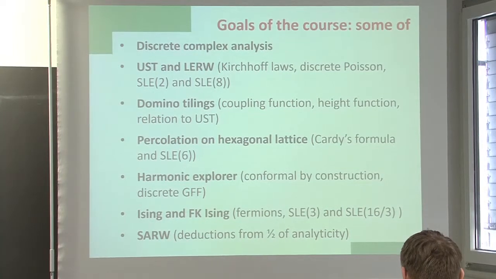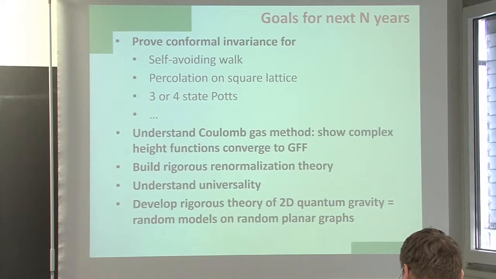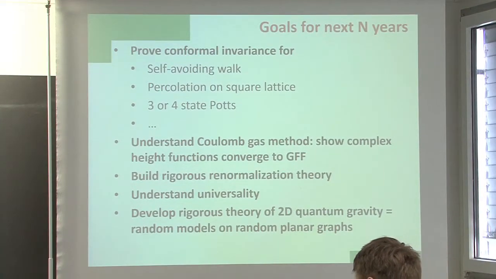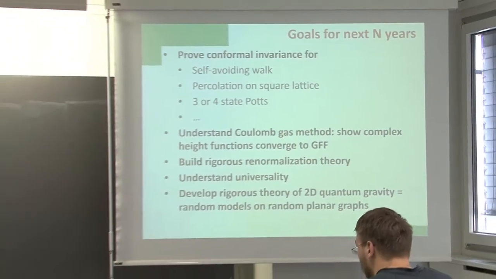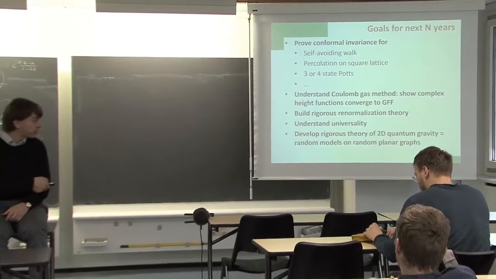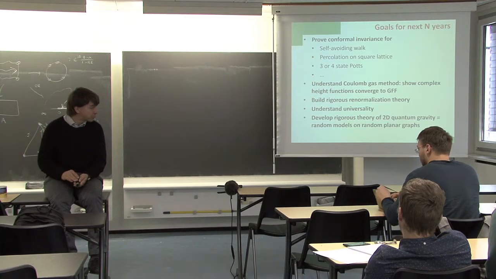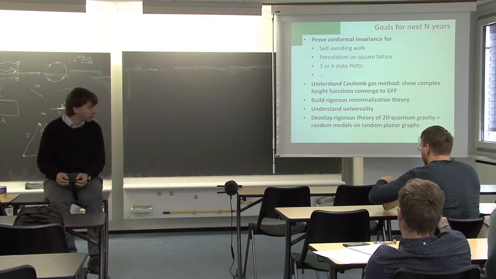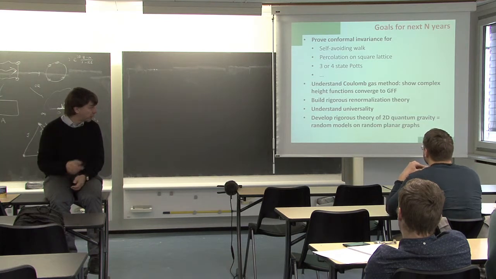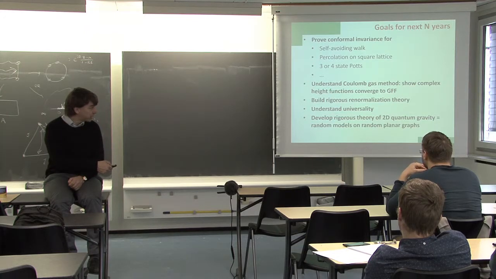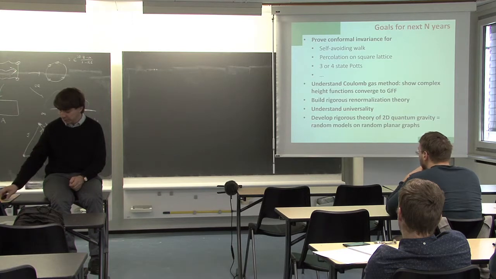Now, it's an area where there are many open questions. There are many problems which can be attacked, and some of them are obviously difficult, and I wouldn't, for example, try to build a rigorous renormalization theory alone because it's a big thing. But for example, proving conformal invariance for self-avoiding walk or percolation on the square lattice, it might turn out that there is a short ingenious proof everyone has overlooked. It's not totally out of the question. And developing a rigorous theory of 2D quantum gravity, random models on random planar graphs. There is lots of progress here now, and there will be a next course about that. That's also something where some things might not be so difficult. And understanding Coulomb gas also might be a fairly easy thing.